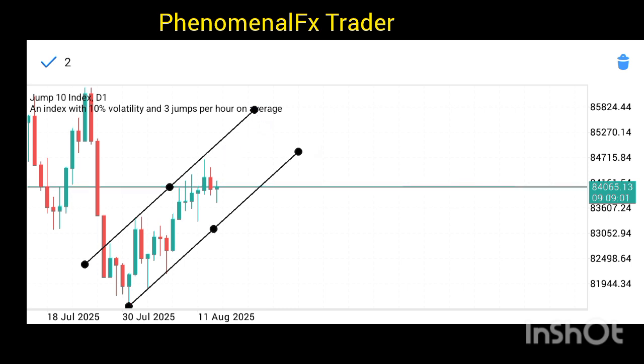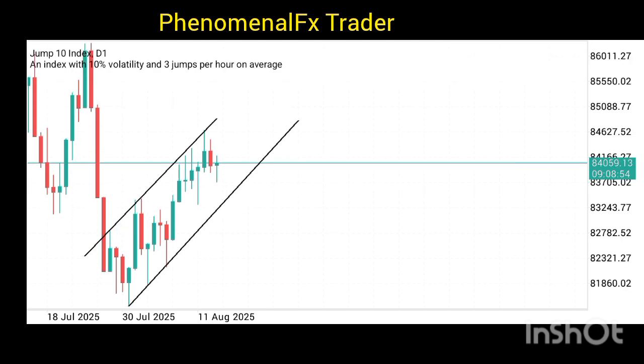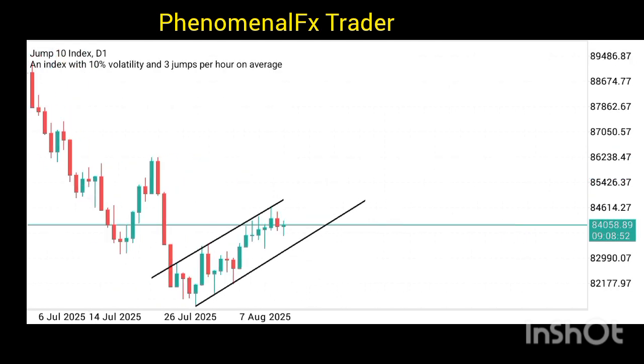All right, what's wrong with MT5? MT5 has been misbehaving lately. I don't know if other traders are also experiencing it.